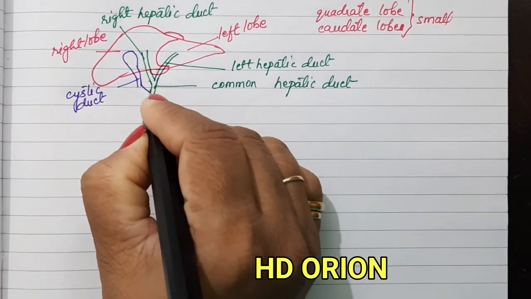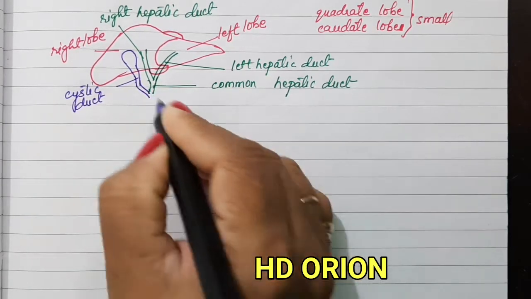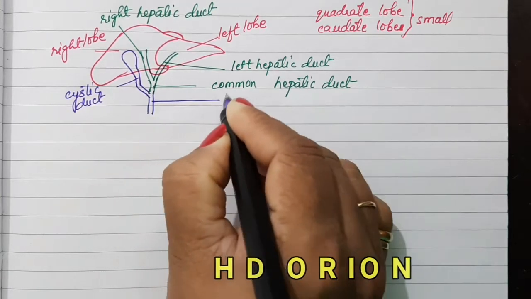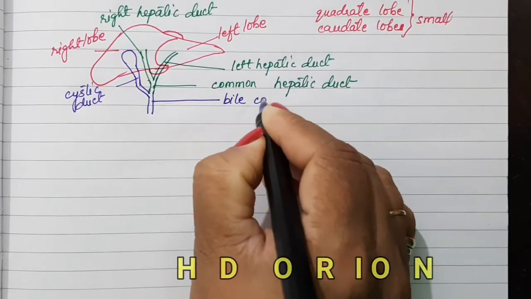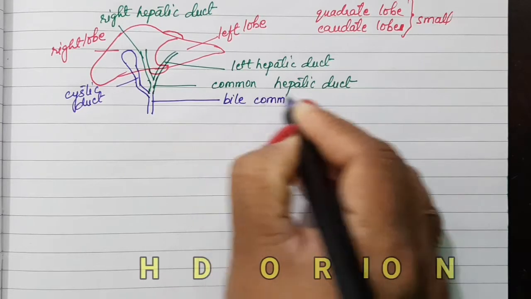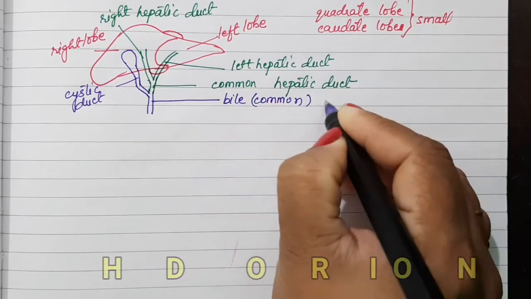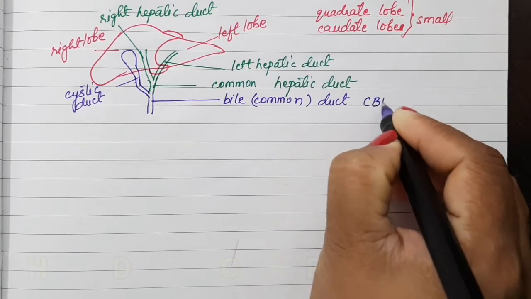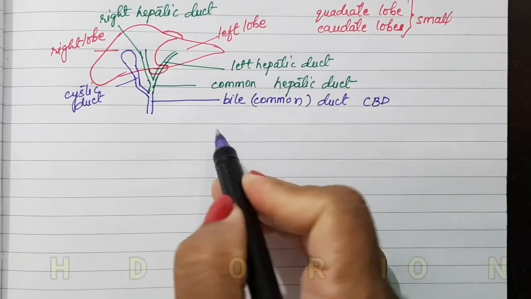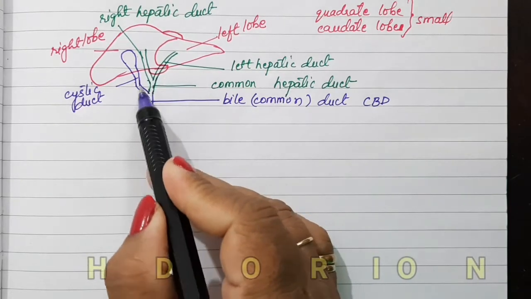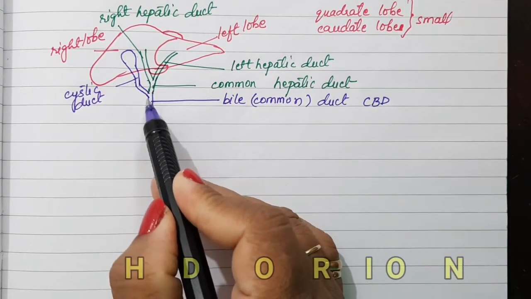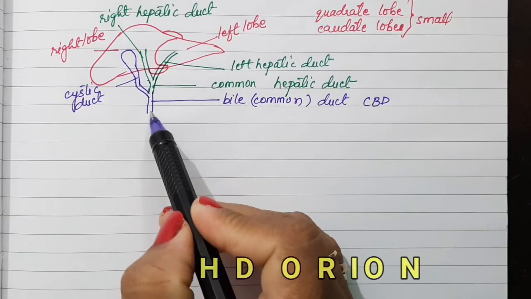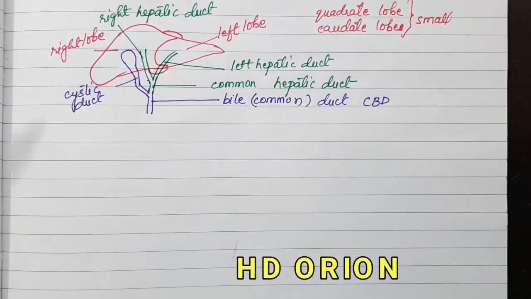This cystic duct combines with this common hepatic duct, and now this is called as the bile duct. This is the common bile duct or bile duct. In several of the books it's written as CBD, that is common bile duct, because it is the combination of all the 3 ducts. So this is the bile duct which actually brings the bile juice from the cells of the liver.